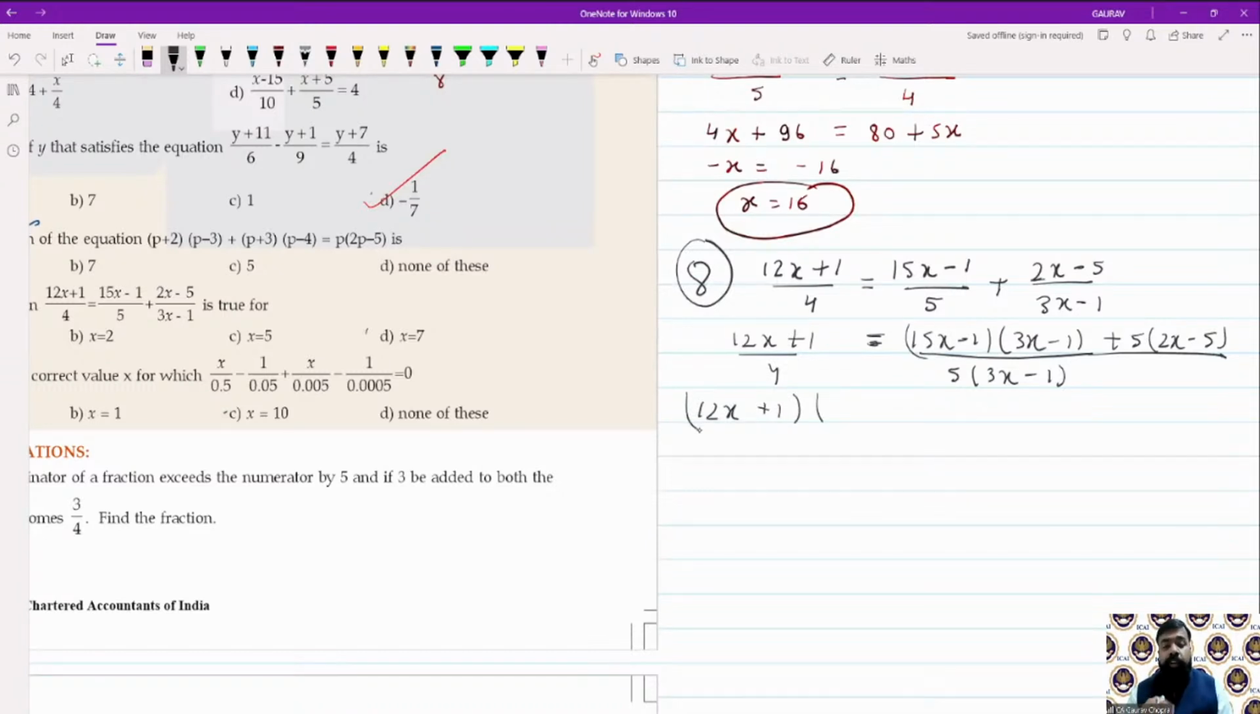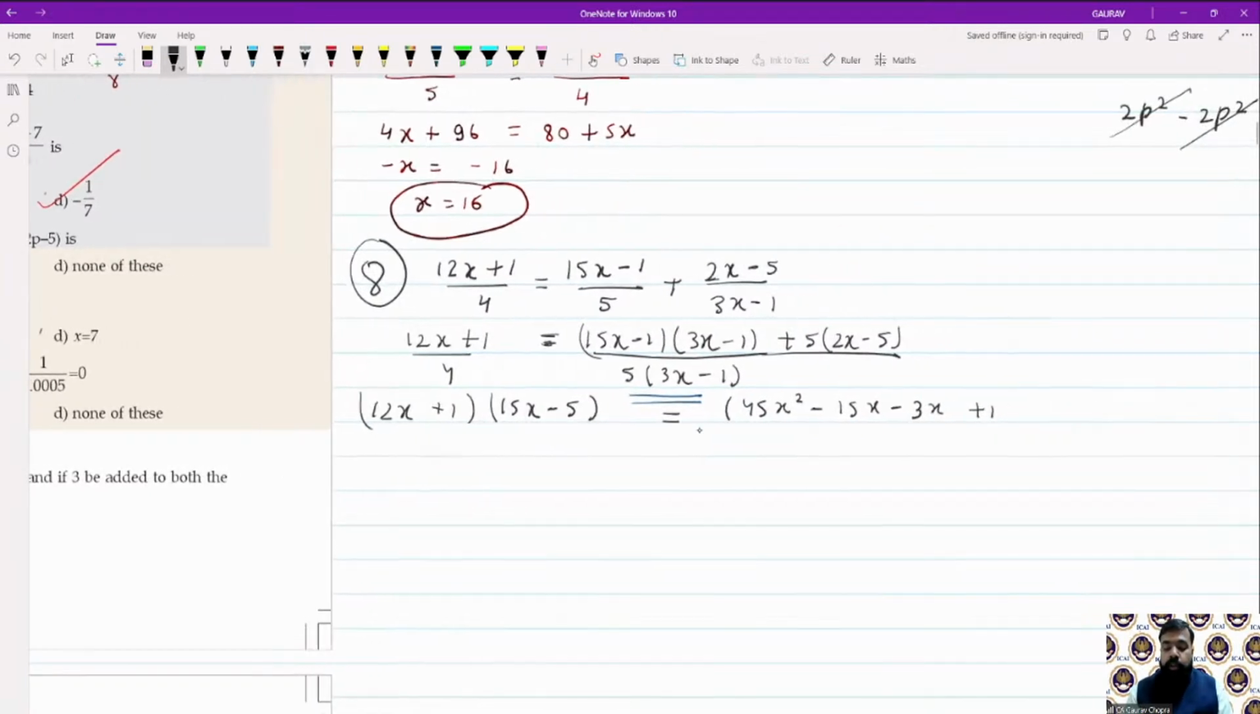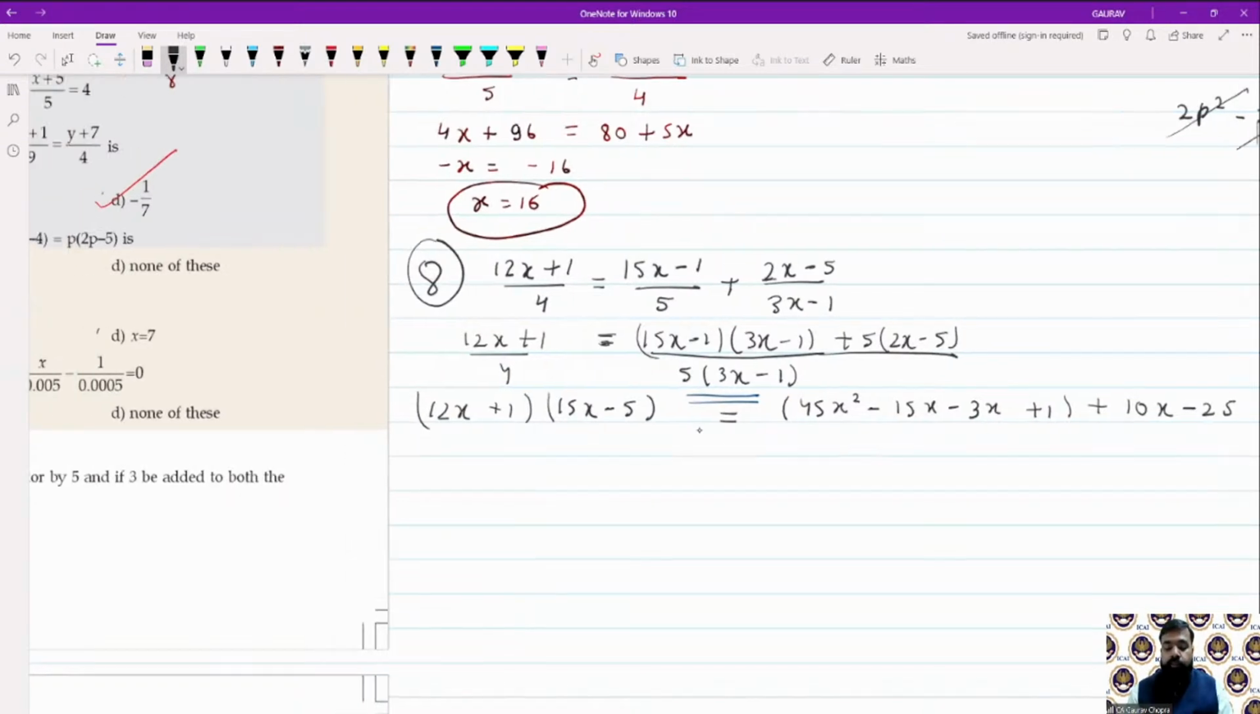Now, in order to simplify, we can send this 5 inside the bracket. So what will be left? We are left with 15x minus 5. Now it is equal to, on the other side, we can multiply the brackets and get the result. So 15x into 3x, 45x square, minus 15x minus 3x plus 1. Also, we are having 10 of x minus 25.